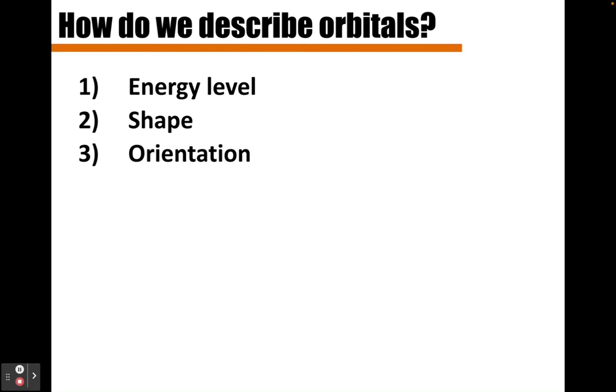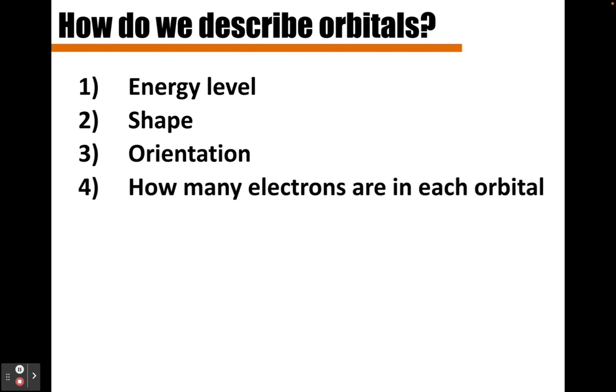If you know from geometry, your Cartesian axes, X, Y, and Z axes. So your orbitals can be on the axes. It could be on an X or Y or Z. It could be between the axes. So how it's oriented is also used to describe orbitals. And finally, number four, how many electrons are in each orbital.